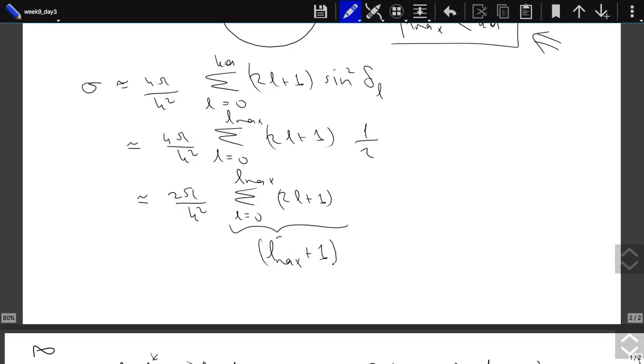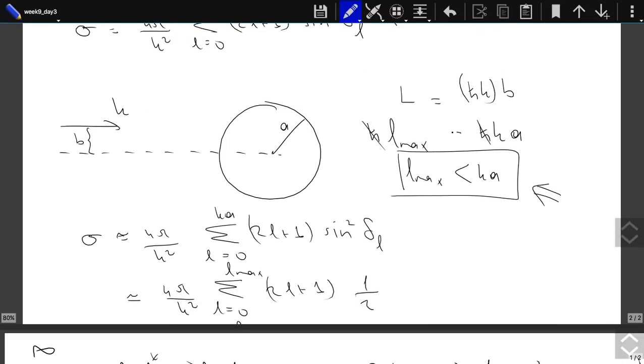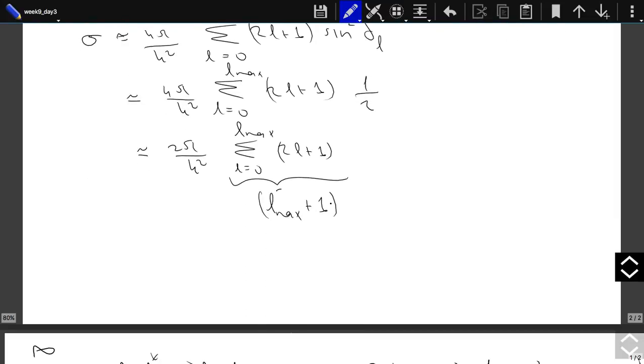But that one we can just ignore because we are already assuming that we are at high energy. The maximum value of L is Ka. So we are already looking at the high energy limit where k is large. When k is large, L max is large, so the 1 we can just ignore. So this is 2 pi over k squared times Ka squared, k squared a squared, which is equal to 2 pi a squared.